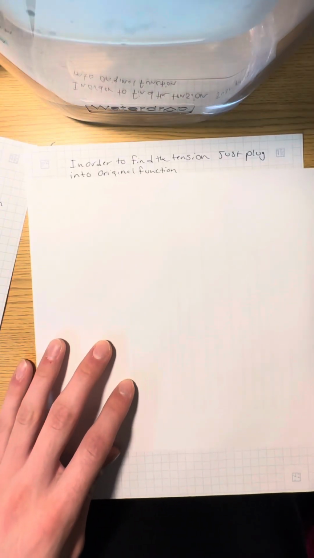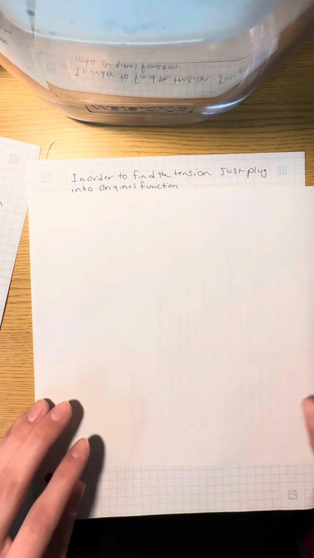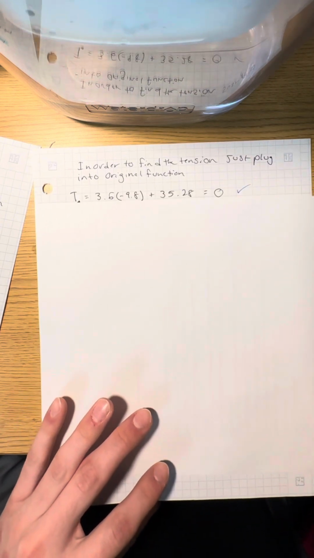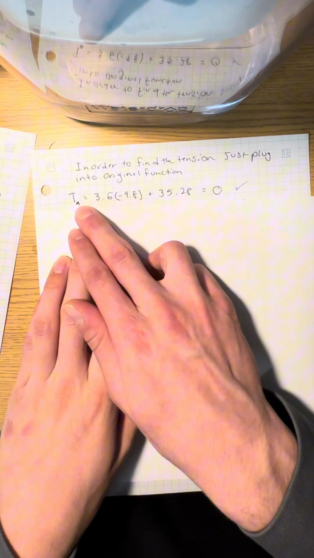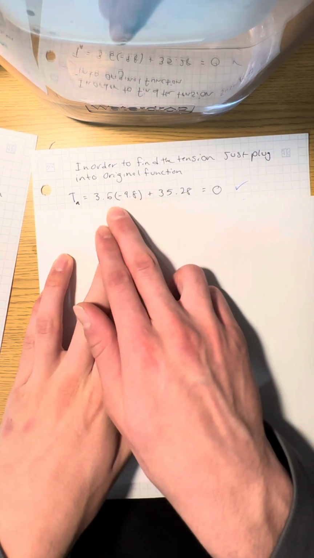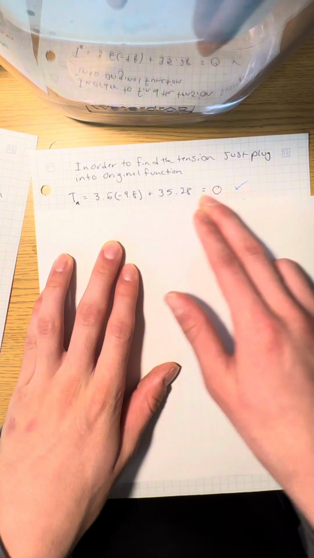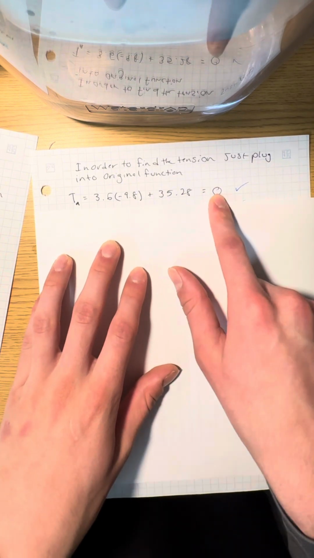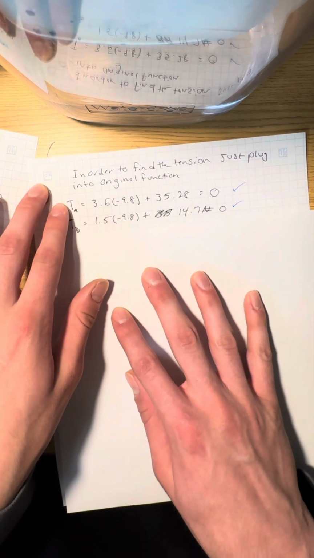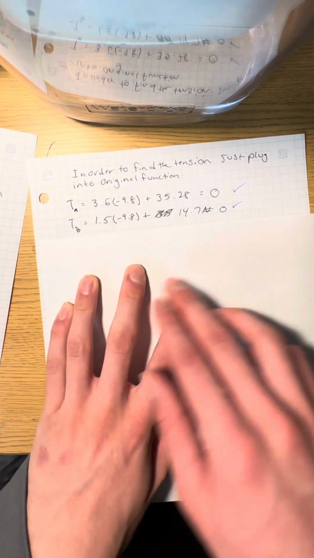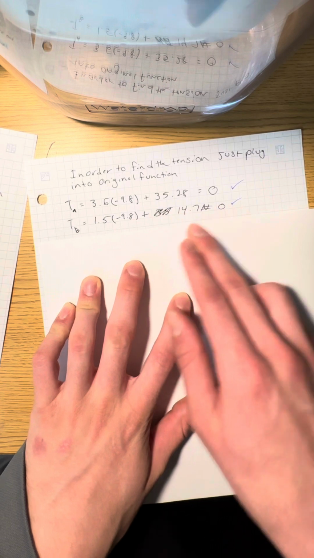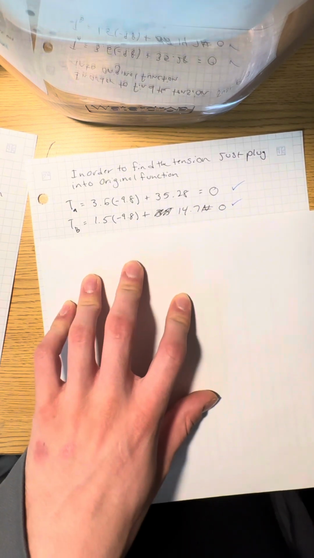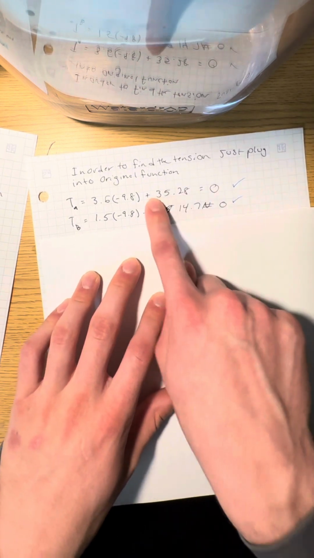In order to find the tension, just plug in the a value that was just previously calculated into the original function. So that will look something like this. T equals 3.6 times negative 9.8 plus 35.28. That gives you a value of 0. Now you plug it into the next equation, and you get 1.5 times negative 9.8 plus 14.7, which you also will get 0. So this is true.